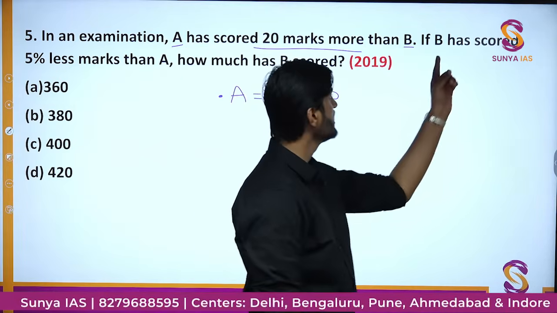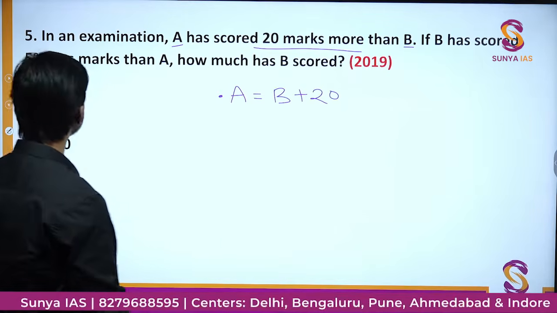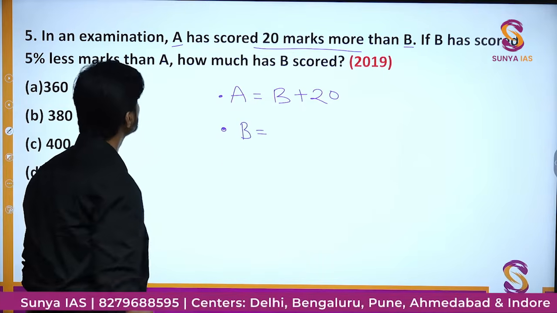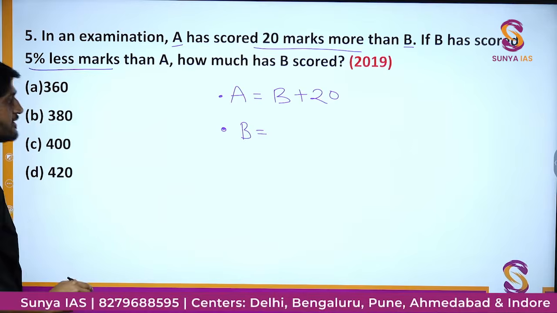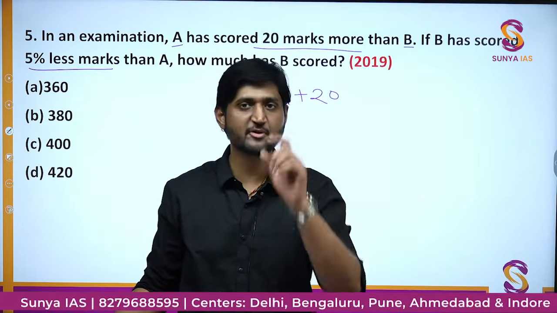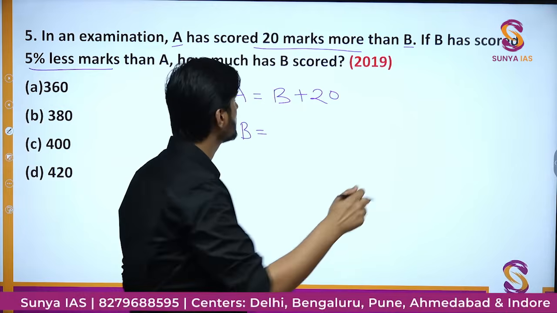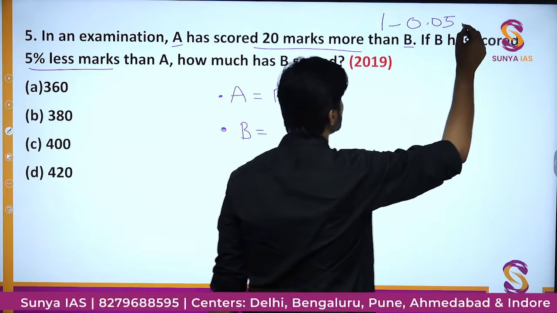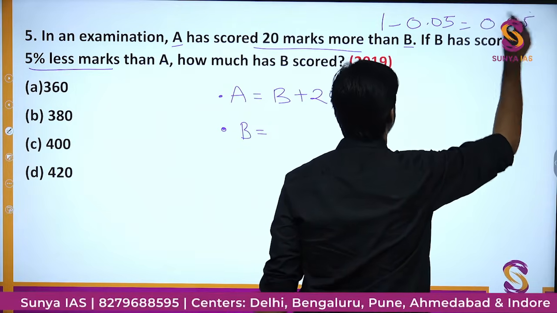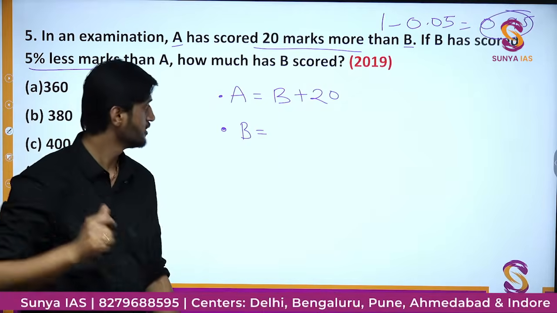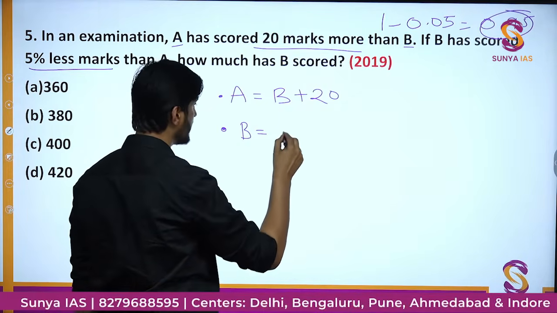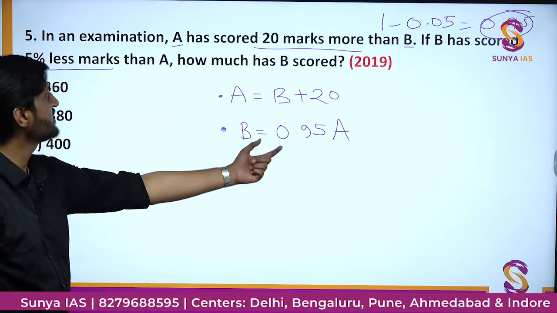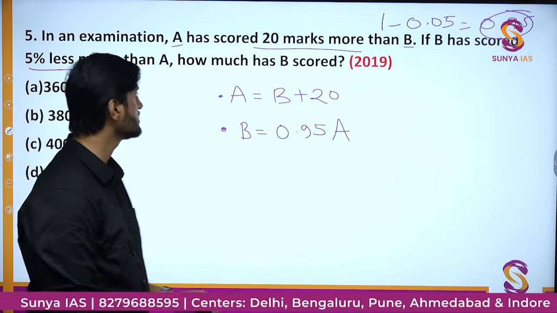Now the second part says B has scored 5% less marks than A. How can we write that? If someone is scoring 5% less, how do you signify that? You signify that in terms of 1 minus 0.05. 5% I am representing like this, 0.05, that would be nothing but 0.95, just like we did earlier. Okay. And so here you will write 0.95 times A. So the score of B is nothing but 0.95 times A. Is it clear? So this is the way of writing the two equations.